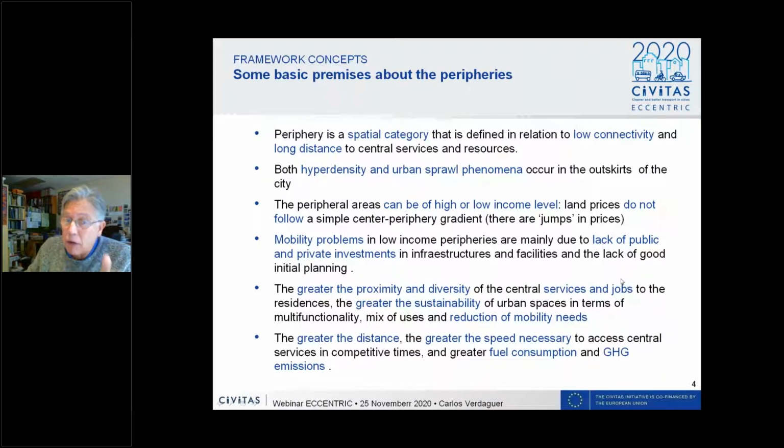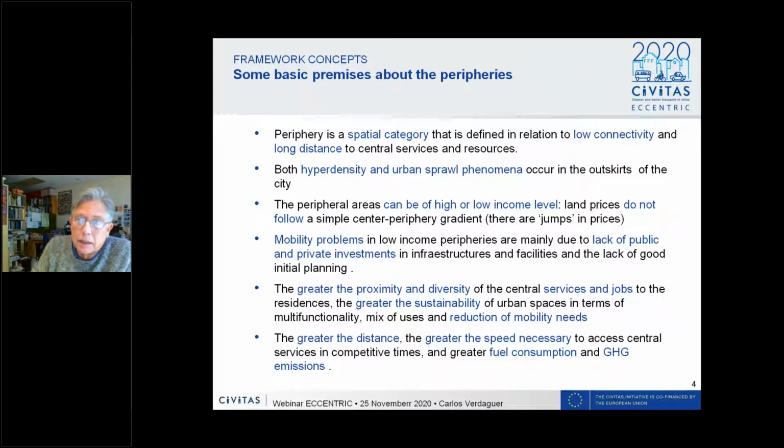Mobility problems in low-income peripheries are mainly due to the lack of public and private investments in infrastructures and facilities, and the lack of good initial planning, as sometimes is the case with the poor urban peripheries.